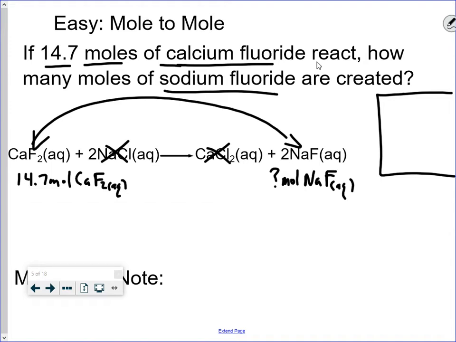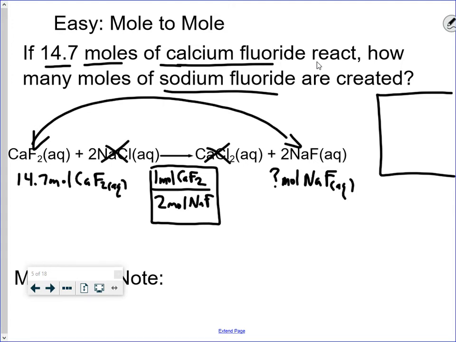The other thing I forgot to write down that's important is that every stoich problem needs the mole ratio. The mole ratio here is 1 mole of calcium fluoride for every 2 moles of sodium fluoride. It's so important, I put it in a box. You don't have to box it, and it doesn't matter which one you write first. This question is going to be over really fast.